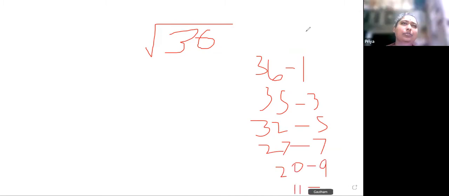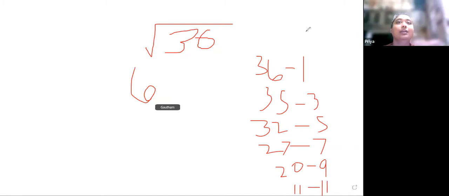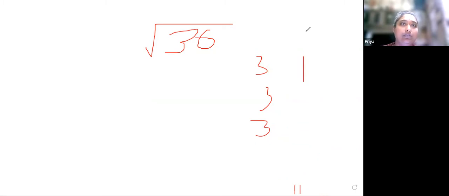Seeing 36, can you see if it is a perfect square or not? Yep, it's a perfect square because it can be subtracted 6 times. The fastest thing to do for all these numbers is, it's a perfect square. It comes in the tables. So just write down 6.